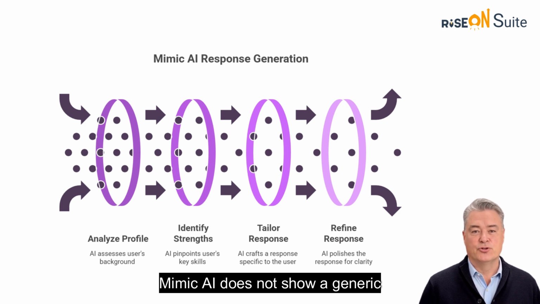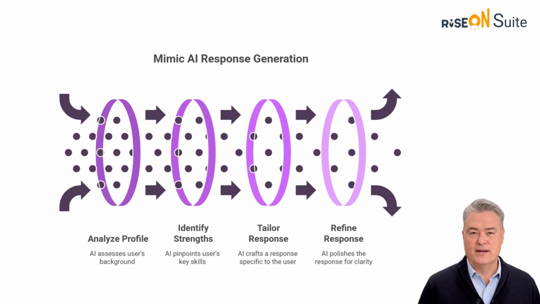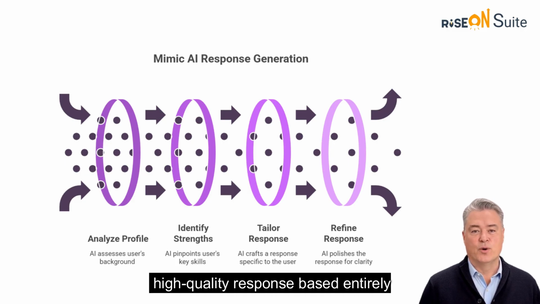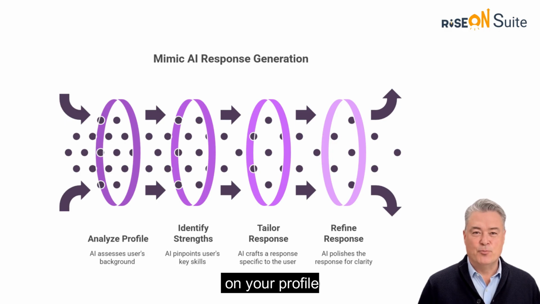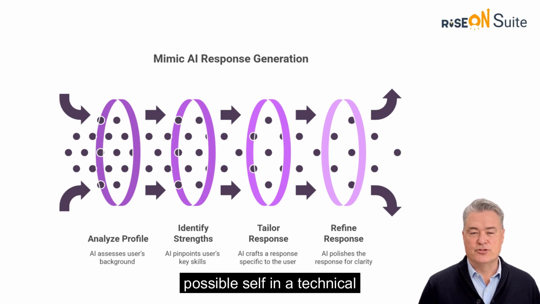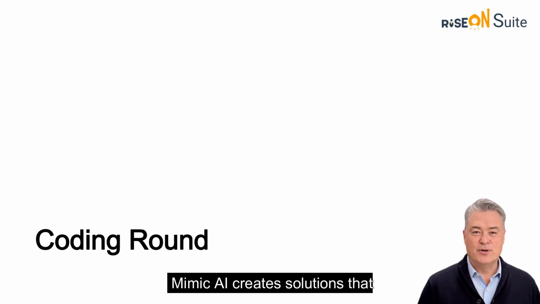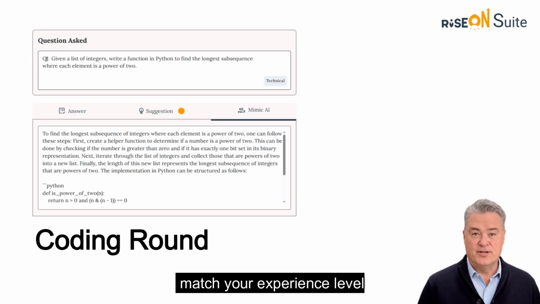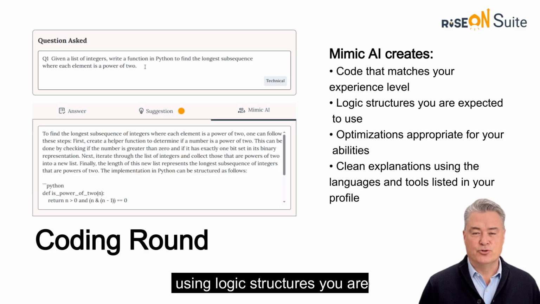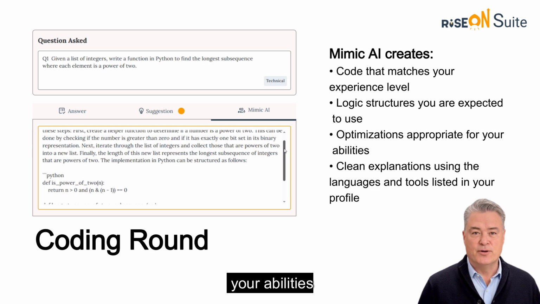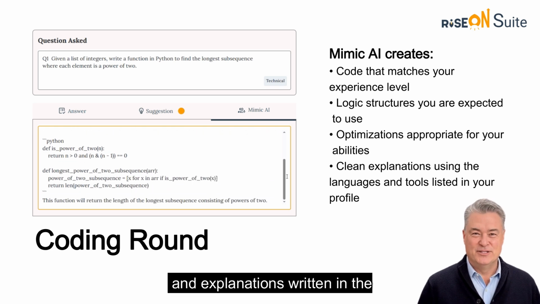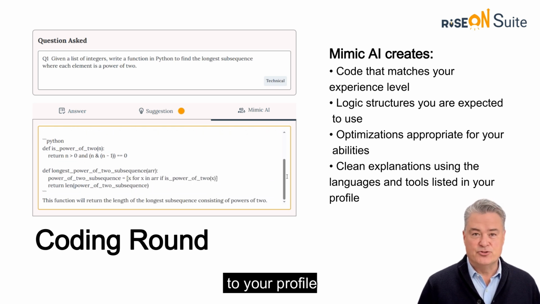Mimic AI does not show a generic expert answer. It generates a polished, high quality response based entirely on your profile, your background, and your target job. It becomes a reflection of your strongest possible self in a technical interview. For coding questions, Mimic AI creates solutions that match your experience level using logic structures you are expected to use, optimizations appropriate for your abilities, and explanations written in the languages and tools connected to your profile.